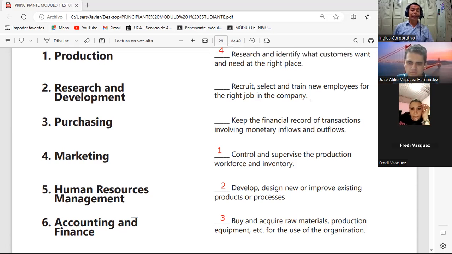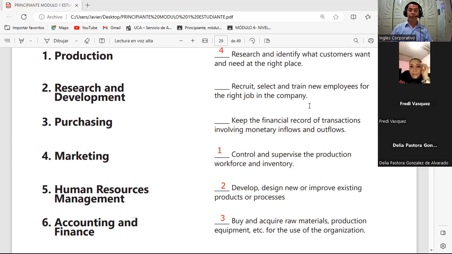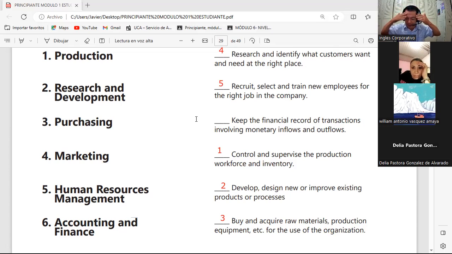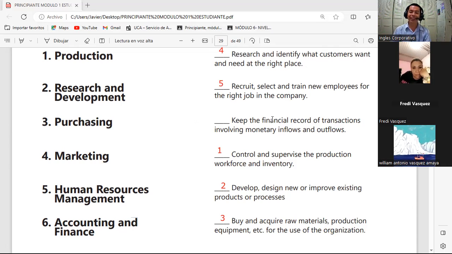Marketing. Okay. Then number five, human resources management. Recruit, select, and employ the new job in the company. Okay. Number five, right? And the last one, oof, the most difficult. Oh my goodness. Doodly, can you help me, Doodly? Doodly, can you help me answer? Oh, let me see. And this is accounting and finance. Oh my gosh, I don't know. Can you help me, please, students? Keep and finance. Okay, keep and find the financial, right? Keep the financial. This is number six. Okie dokie, nice, congratulations, right? Now let's continue.